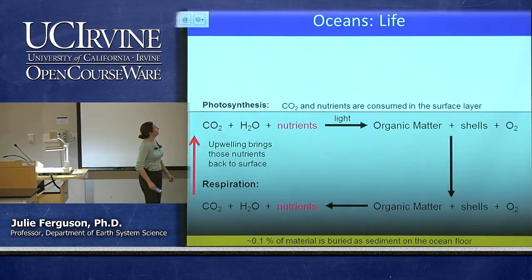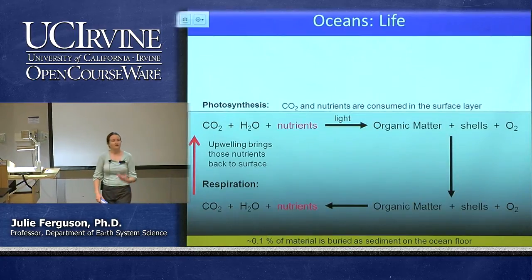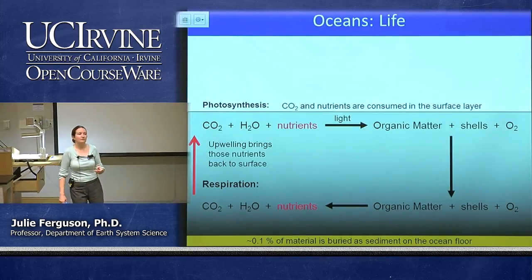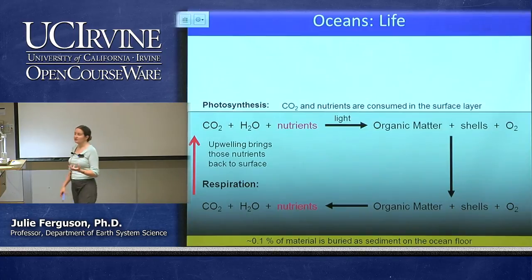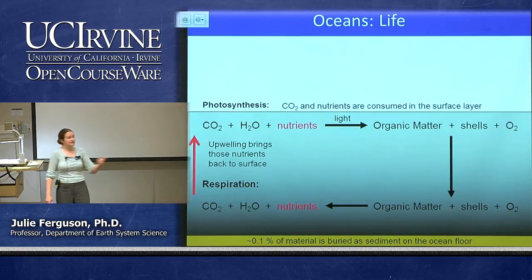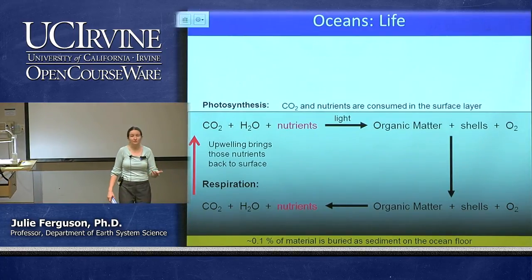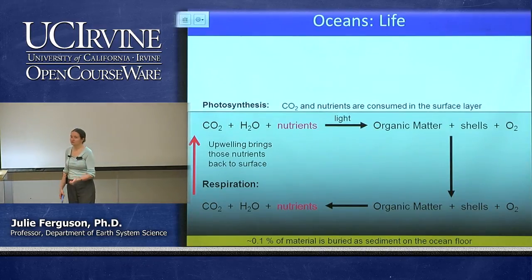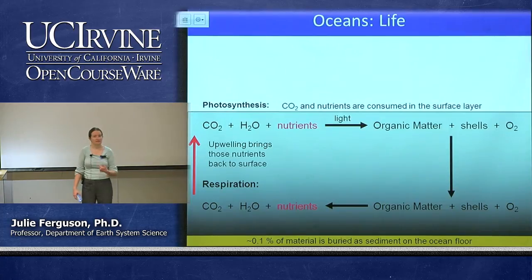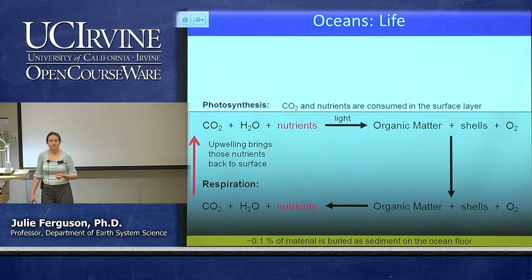So, off the coast of California, we said that we had upwelling. And I wanted to remind you that, remember, the limiting factor for life in the surface ocean isn't light, it isn't CO2, it isn't water. The limiting factor is usually nutrients. So things like phosphorus or nitrogen. That's usually what limits the amount of life we see.